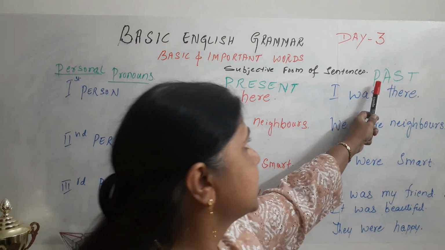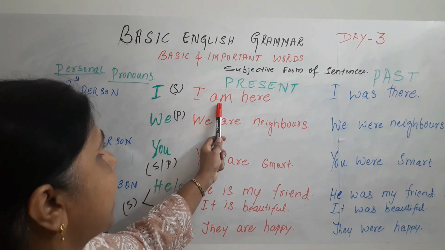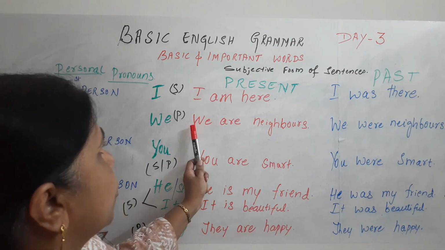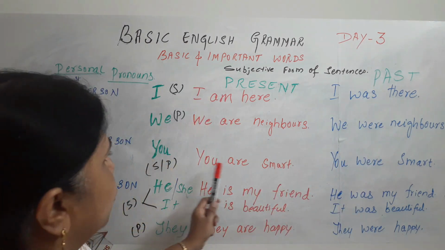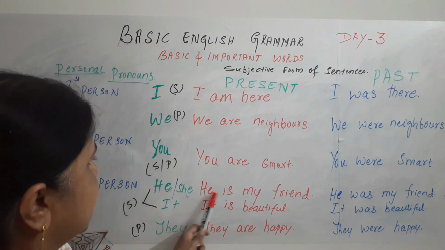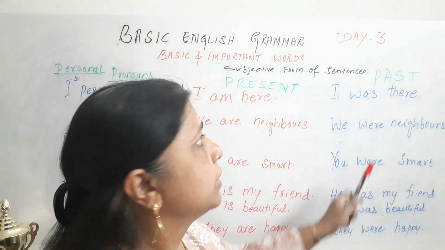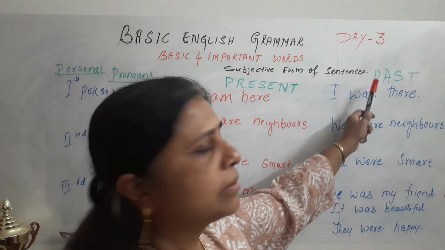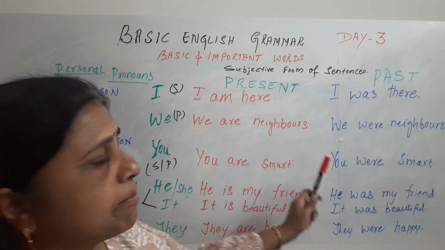And coming to past tense, we use was for I. In present tense, it is I am. Past tense, it is I was. And we are in present tense, we were in past tense. You are in present tense, you were in past tense. He, she, it is. He, she, it was in past tense. They are in present tense, they were in past tense. This is about present and past.